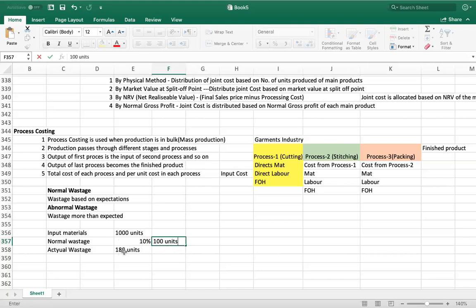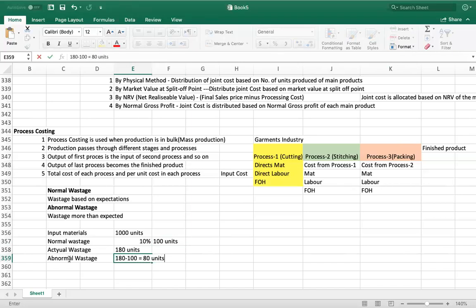Okay, but actually how much wastage do we have? 180 units. Okay, so it means up to 100 is our normal wastage, and more than expectation, that is our abnormal wastage. So you can say our abnormal wastage is how much? 180 minus 100, that is equal to 80 units.